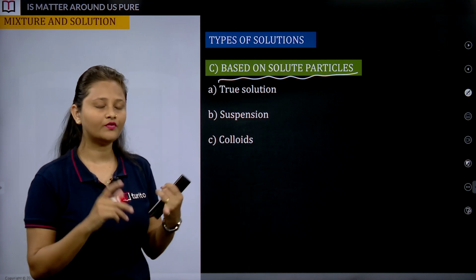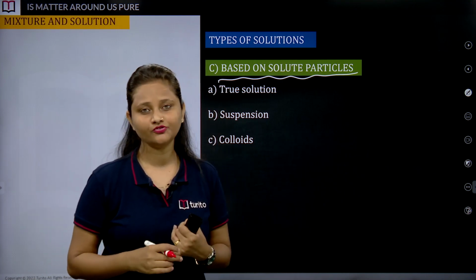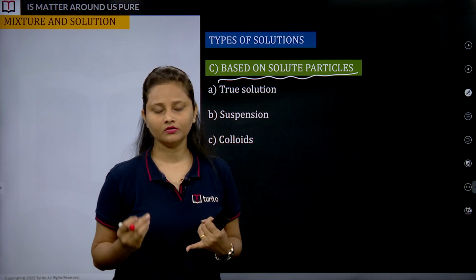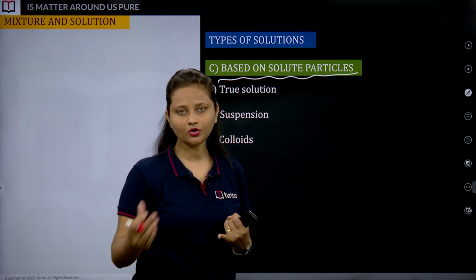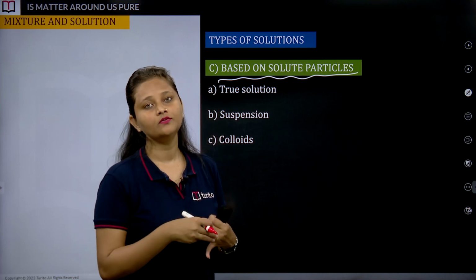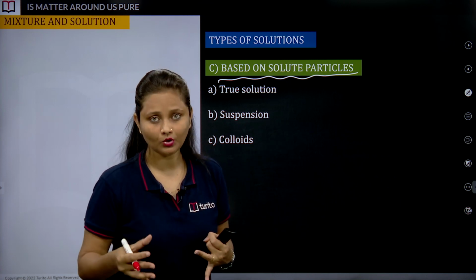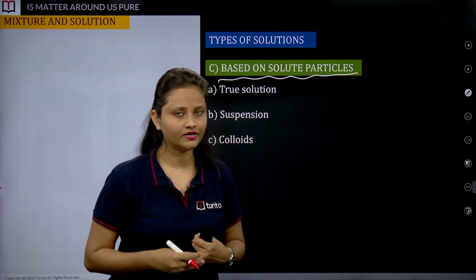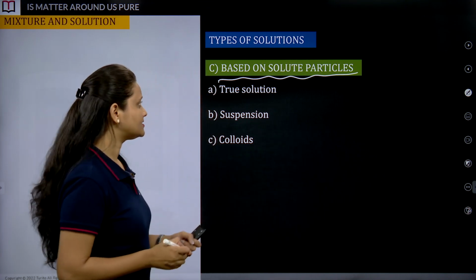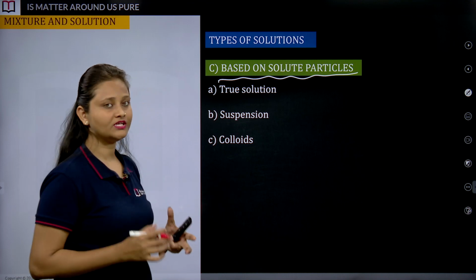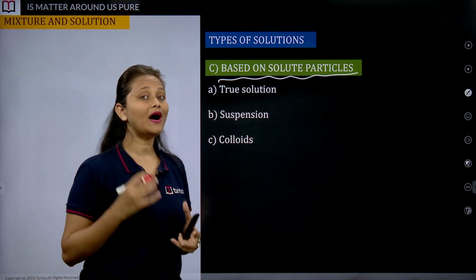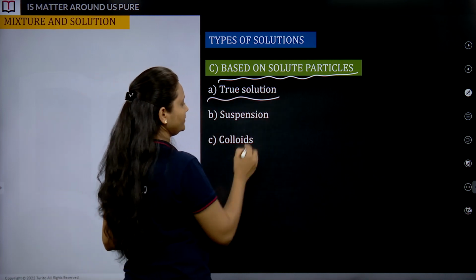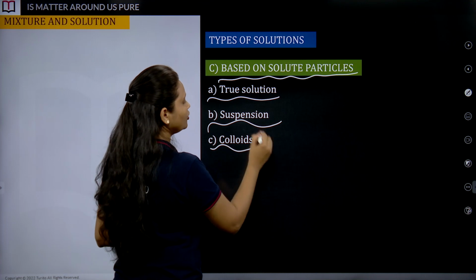Firstly, we studied the classification or types of solution based on what kind of solvent you are using, whether it's water or any other organic solvent: aqueous and non-aqueous. Then we talked about how much solute you are dissolving in the solvent. Based on that, we saw saturated, unsaturated and supersaturated solutions. Now we are going to understand the next category, which is based on the size of the solute particles. Based on this, we have true solution, then we have suspension and colloids.